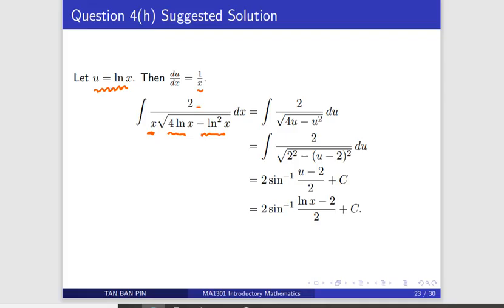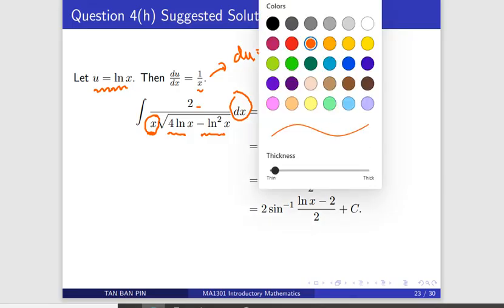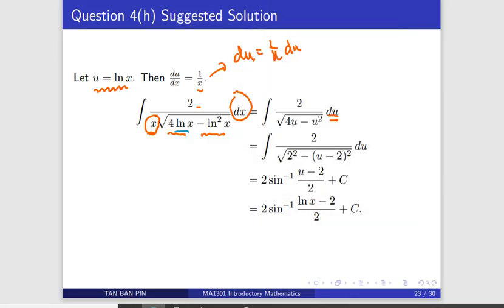You let u be ln x, and du/dx is 1 over x. So it's the same as du is 1 over x dx. So the x in the denominator and dx are replaced by du. And then ln x, you replace it by u. So it's 4u minus u squared. And after that, you realize that it's in the form of 2 over square root of 4u minus u squared.